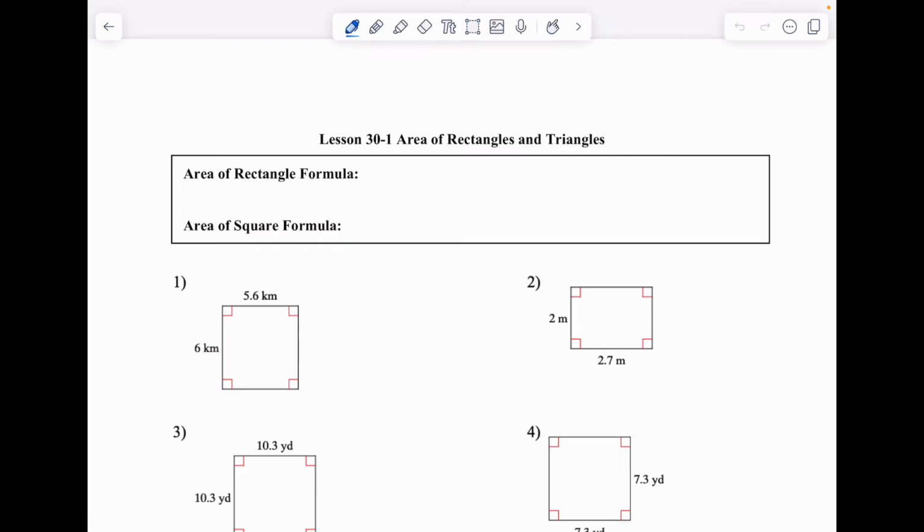To find the area means to find the total space taken up by a flat 2D shape. So what we're going to do is find how we measure the amount of space in rectangles, squares, and triangles. Now you've already probably gone over this in elementary school, but the area of a rectangle formula is length times width.